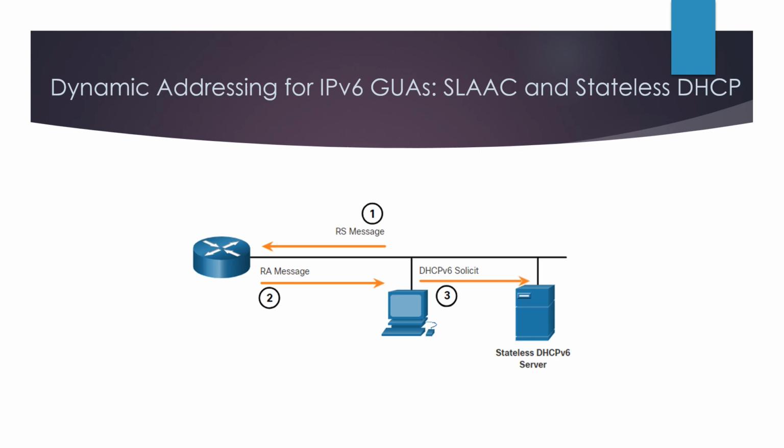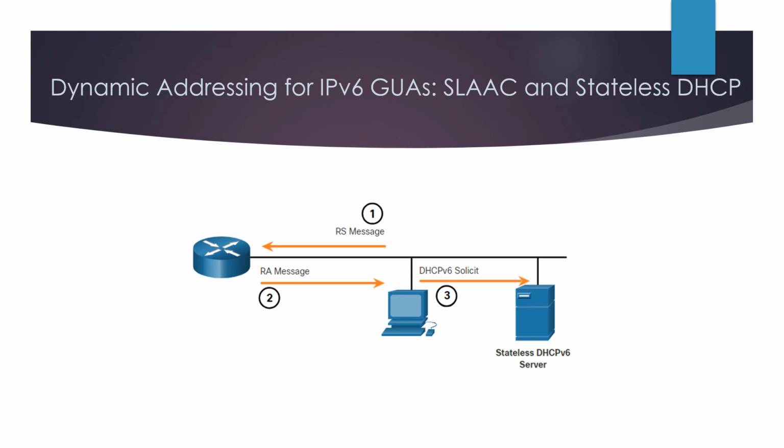So, how does this work in this case, with this method? The PC sends a router solicitation to all IPv6 routers that are connected to that network, in this case to this subnet. And it will say that it needs addressing information because it needs to get an IPv6 address.